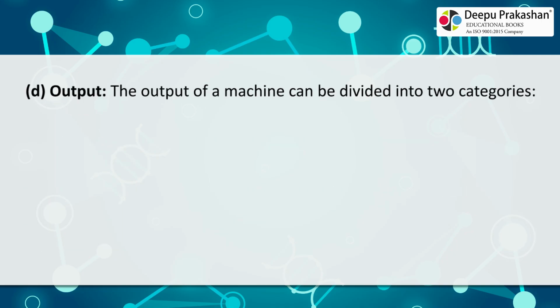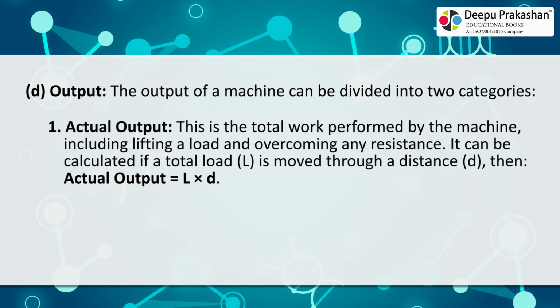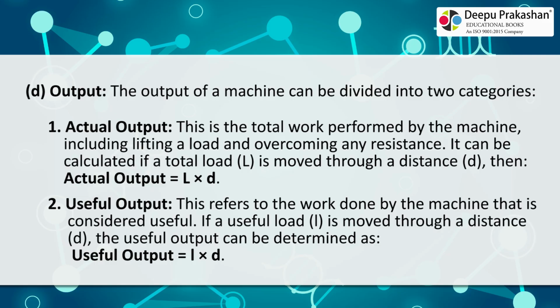D. Output. The output of a machine can be divided into two categories. 1. Actual output. This is the total work performed by the machine, including lifting a load and overcoming any resistance. It can be calculated if a total load, L, is moved through a distance, D, then actual output is equal to L into D. 2. Useful output. This refers to the work done by the machine that is considered useful. If a useful load, L, is moved through a distance, D, the useful output can be determined as useful output is equal to L into D.